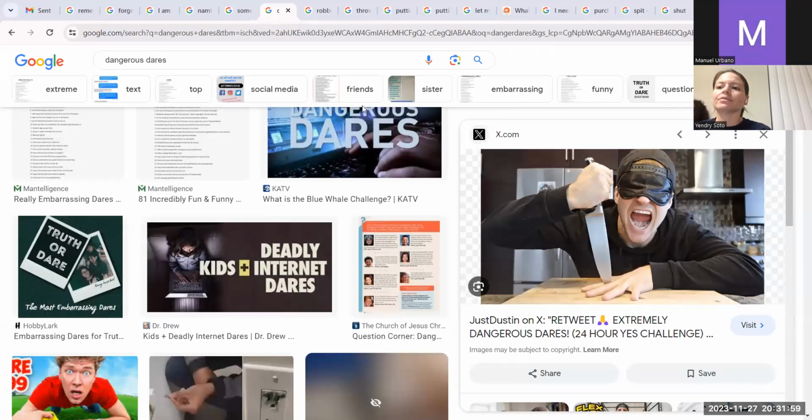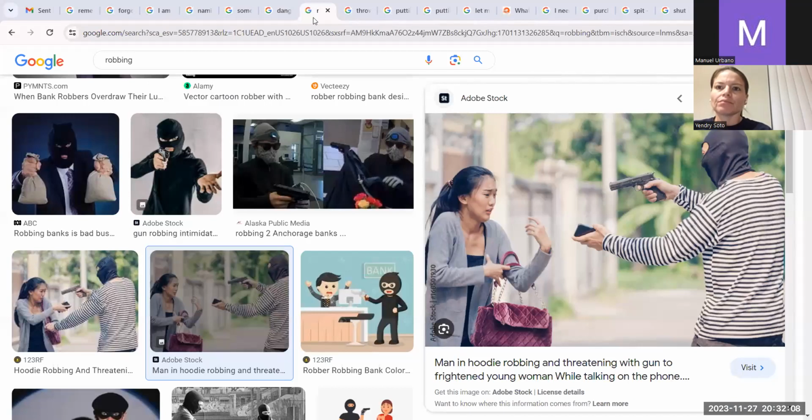Danger. It always has to do with daring and challenging the person. Okay, it's always a challenge. So, for example, I dare you to speak English tomorrow, things like that.